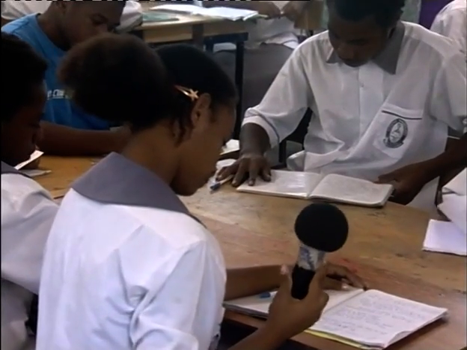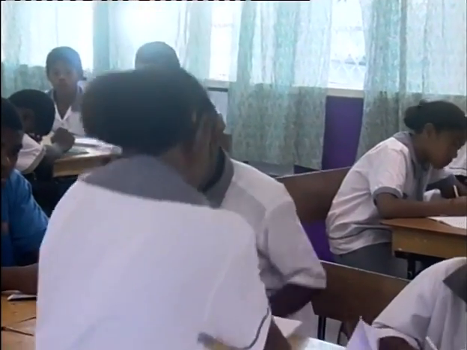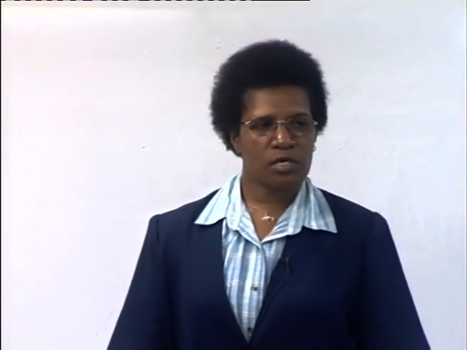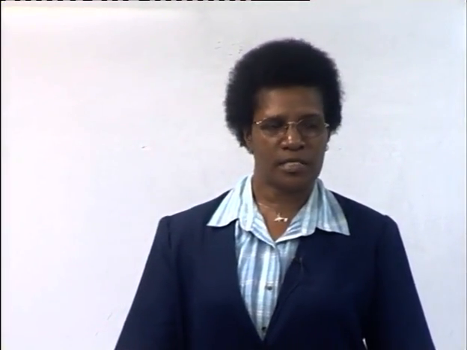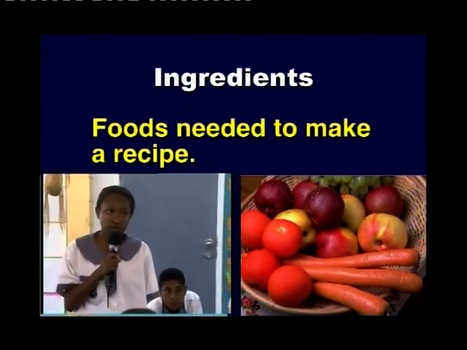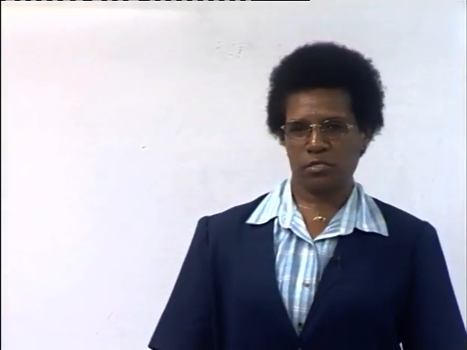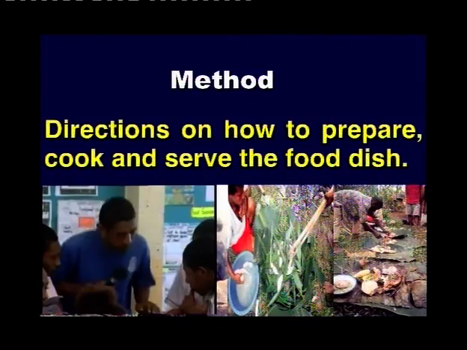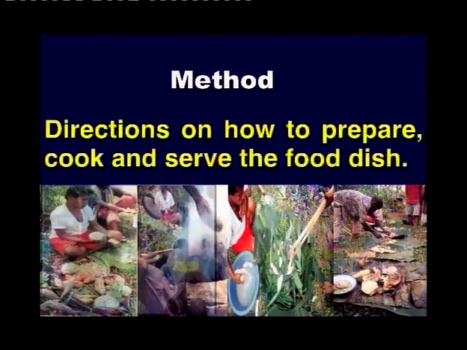Recipe, thank you. If I can have Elisa tell us what a recipe consists of. Within recipe, it includes two other areas. If you can tell us what they are. Ingredients and methods. Very good. Ingredients and methods. Gima, if you can tell us what ingredients are. Food needed to make a recipe. Very good. Thank you. Shane, what are methods? Directions on how to prepare, cook, and serve the food. Very good, thank you.